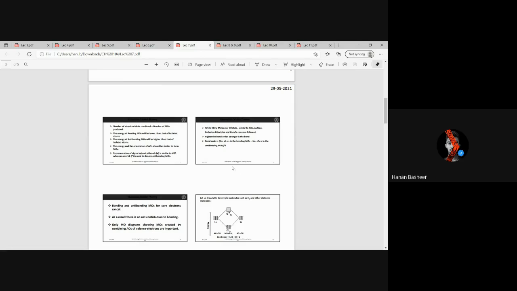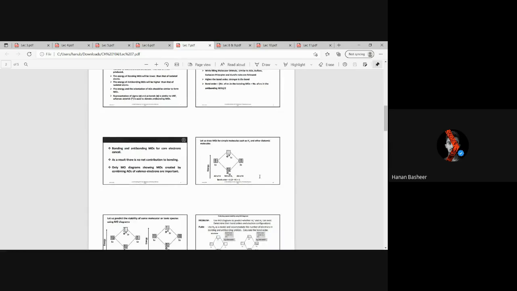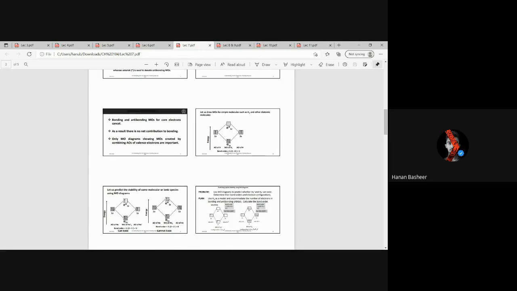So how do we determine the bond order? It is the number of electrons in bonding molecular orbitals minus the number of electrons in anti-bonding orbitals, divided by 2. The higher the bond order, the stronger the bond. For filling molecular orbitals, we use the Aufbau principle, Pauli's exclusion principle, and Hund's rule. In this example, you can see we have the H2 molecule. There will be one electron here, one here. We fill them in the bonding molecular orbital, we get this, and then the bond order comes out to be 1.